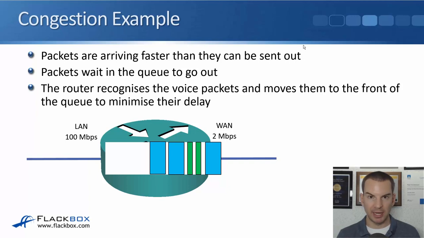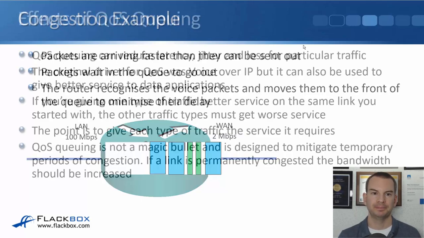So the voice packets jump in front of the data packets. The router recognizes those voice packets and it moves them to the front of the queue, and that minimizes their delay. They're not further back in the queue, they're straight at the front. So they're going to be in the queue for less time. We're going to get out of the router quicker. That's going to minimize the delay, the jitter, and the loss.